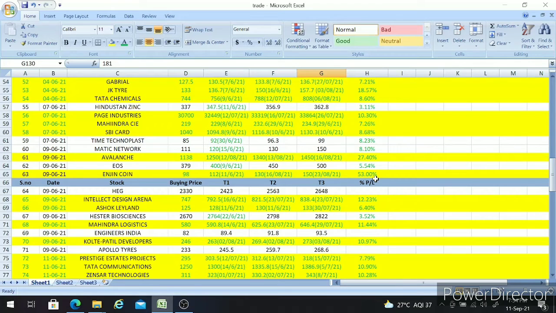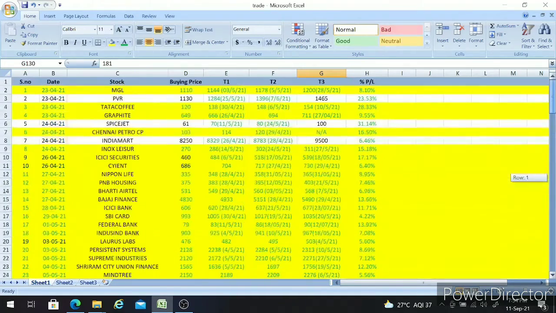That means any person who invested based upon my trading call, suppose you invested 1 lakh rupees, you'd be getting 53,000 rupees. And those who invested 10,000 rupees would be getting 5,300 rupees. So it would have been a bumper stock.